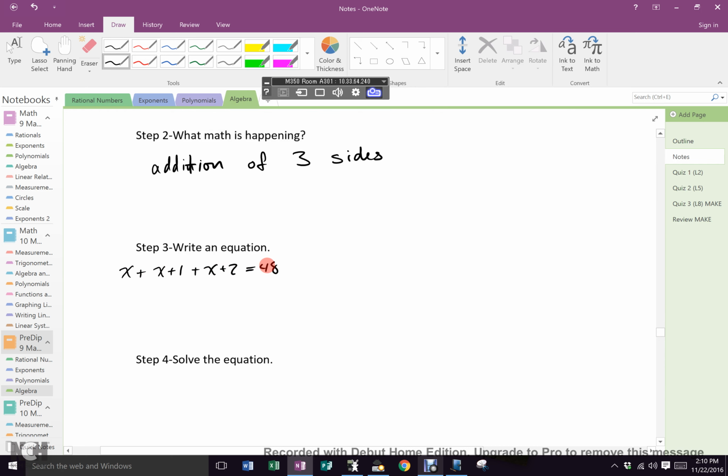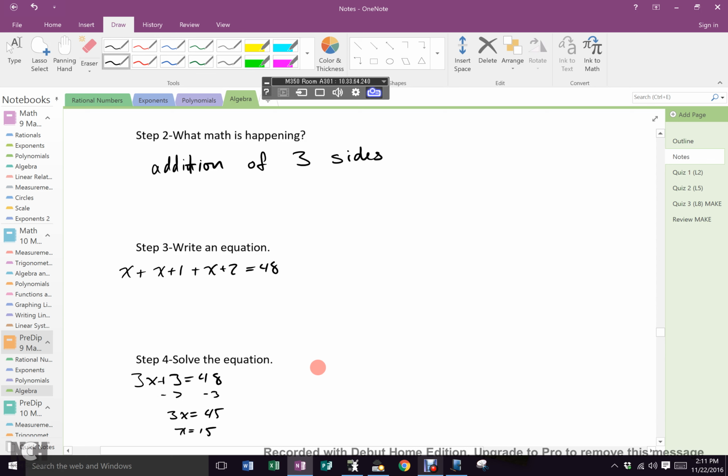That's ugly, right? What would make it prettier? No, not even brackets. Collect like terms. How many X's do we got there? 3X plus 3 is equal to 48. Minus 3, minus 3. 3X equals 45. X equals 15. Solve the equation.